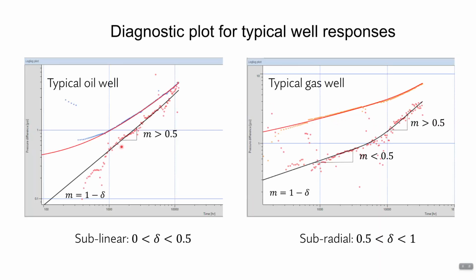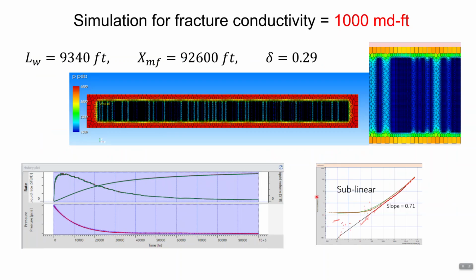Let's remember the two typical responses. I am able to explain this one with the slopes between 0.5 and 1, but I am not able to explain this one yet. This one is called subradial flow. This one is called sublinear flow. When the slope is steeper than 0.5, less than 1, it is called sublinear. When the slope is flatter than 0.5, but more than 0, we call it subradial.